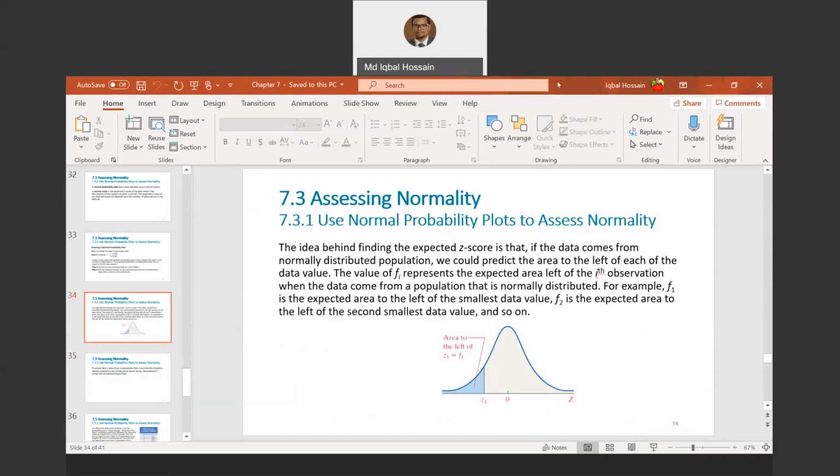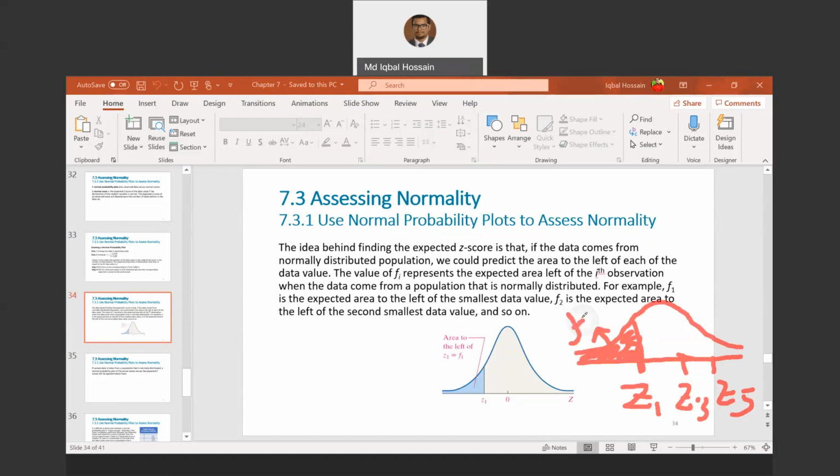Okay, so as I said, what do f and z indicate? Z indicates the point on that line. If this is z1, maybe this one is z2, or z3, maybe this one is z5. We don't know yet, we are just guessing. So if this is z1, then from all the way to the left to this point, this value is the area, which we call f1.